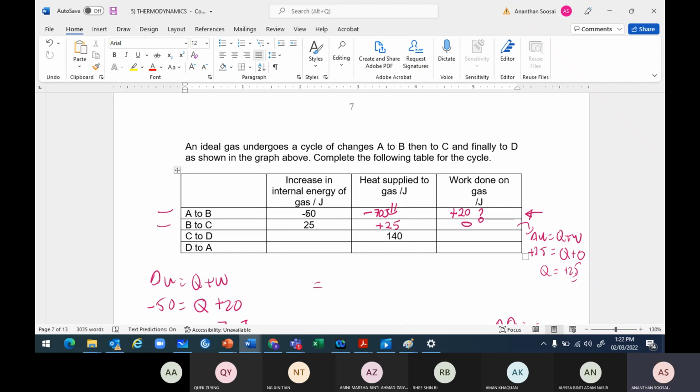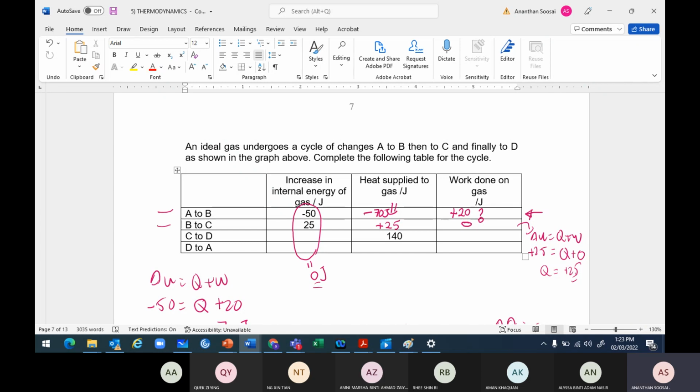A to B, internal energy decreases by -50. B to C, internal energy rises by 25. C to D, don't know, you can calculate. But these four add up. All the internal energy changes of these four add up, you should get how much? You should get 0. Internal energy rises, decreases, rises, but when you come back to the same location again, the total of the rising and decreasing all add up and should become 0. You come back to the same temperature.